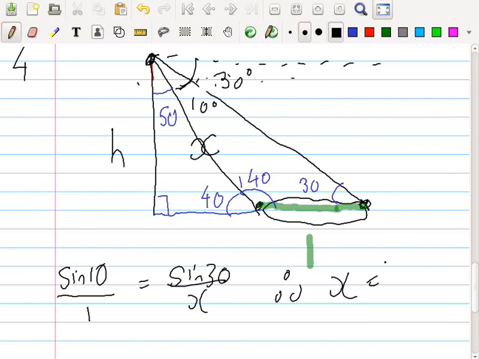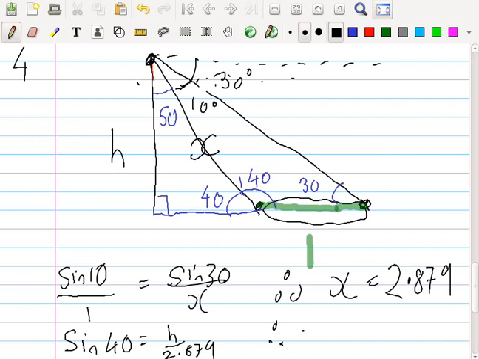Right, so I need someone else just to double check it. What's the x here? 879, yep. Now that I have the x, I look at this right angle triangle, and what can I say on that triangle? Sine 40, what will that equal? H over x. So therefore, h equals sine 40 times x.